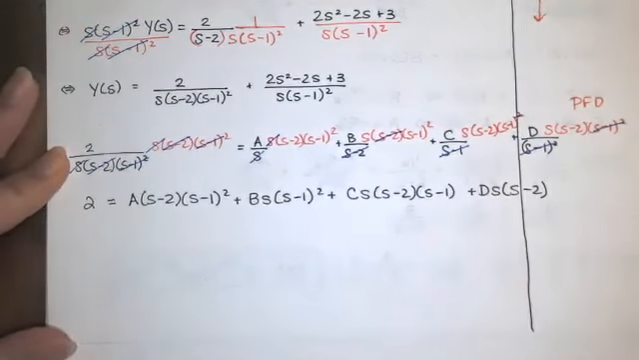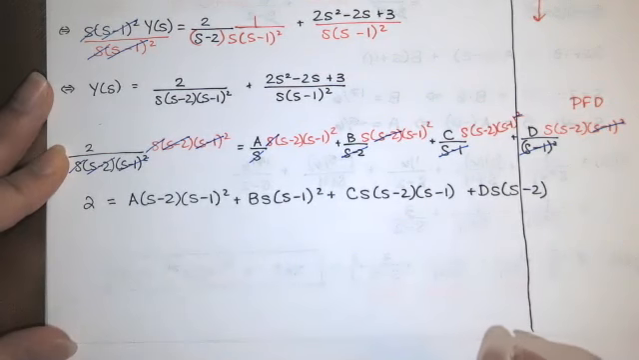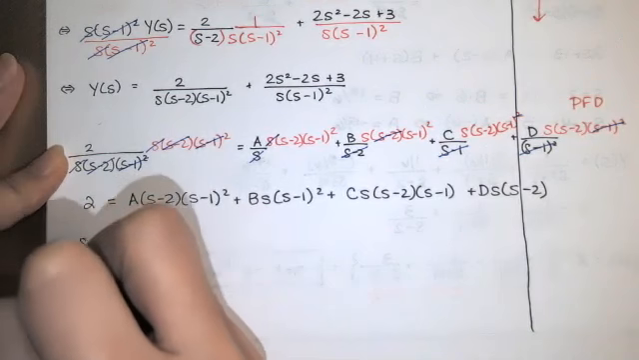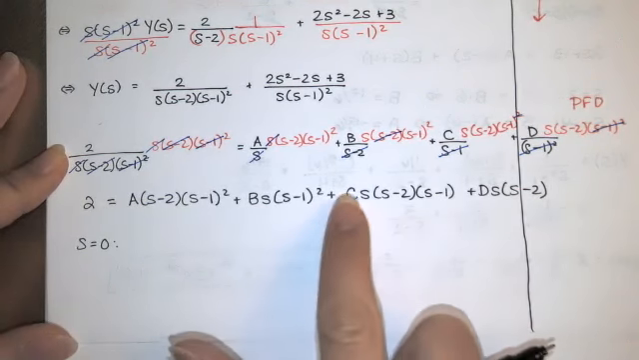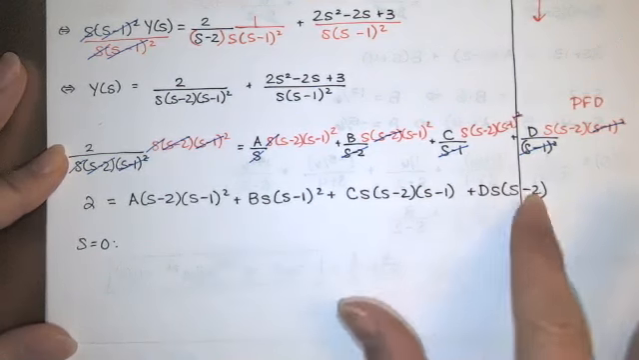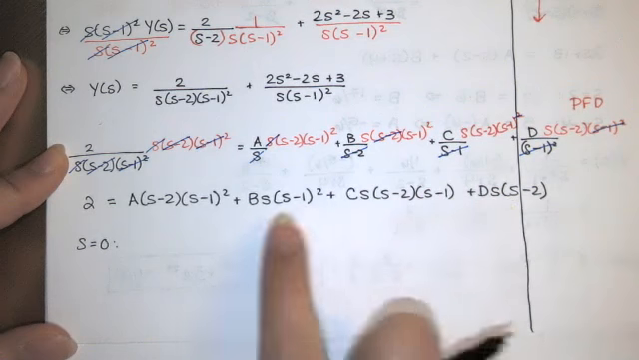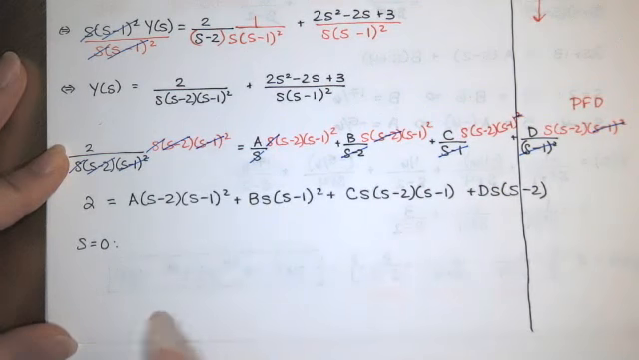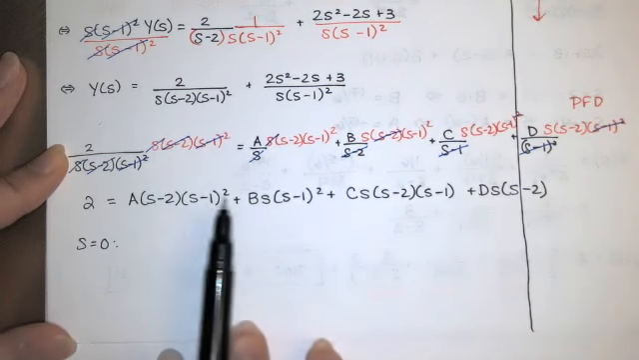Now we can solve for some of these constants by choosing values of s that cause each of these factors to be 0. So let's choose s equals 0 first. If s is equal to 0, then this term would be gone because I'd have C times 0 is 0, and then this term would be gone because I'd have D times 0 is 0. So those guys are gone. Oh, B times 0 is 0 as well. So if s is equal to 0, the only term that does not disappear is this one.